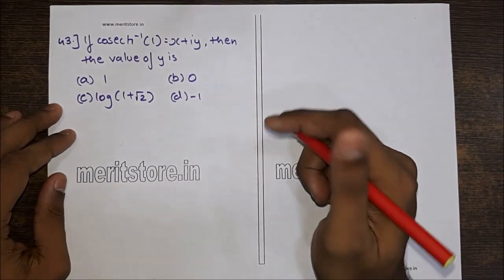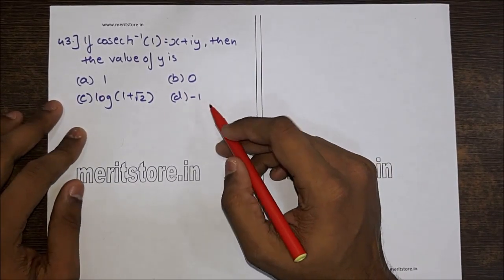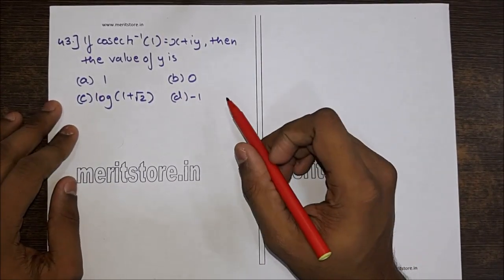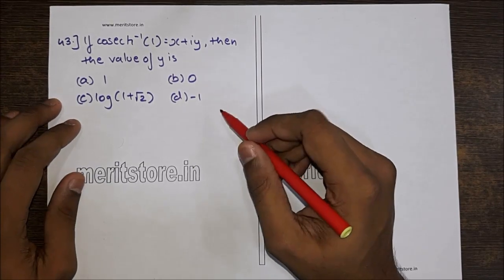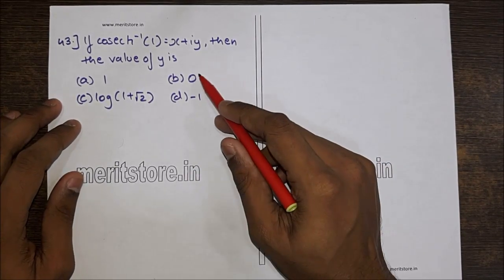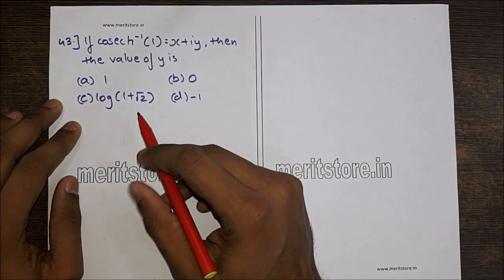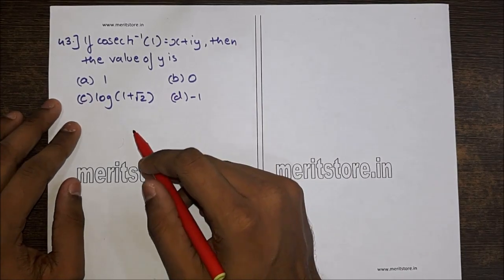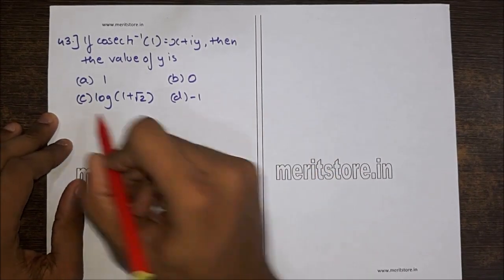If cosec hyperbolic inverse of 1 is equal to x plus iy, then the value of y is option A 1, B 0, C log of 1 plus root 2, or D minus 1.